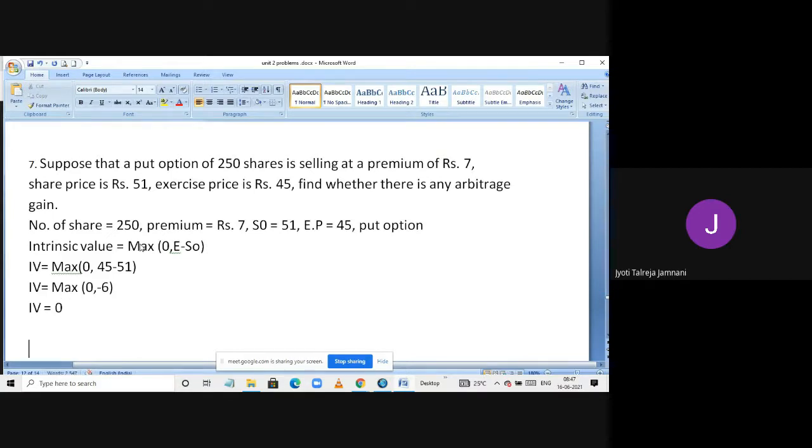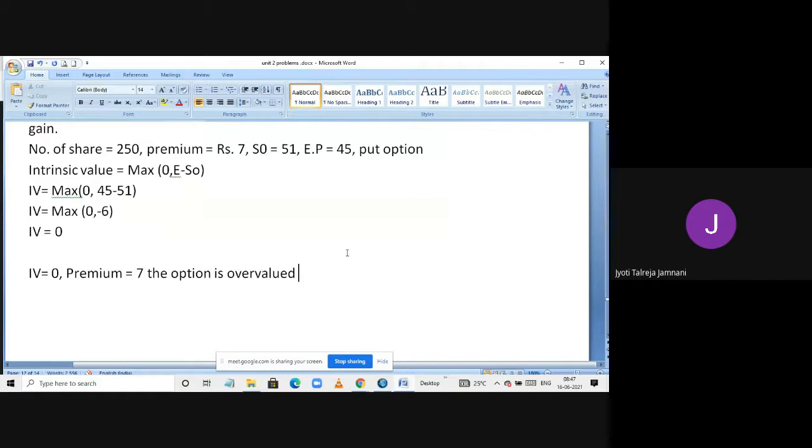Now we'll compare the intrinsic value and the premium to find whether it's overvalued or undervalued. So intrinsic value is equal to 0, comma, premium is equal to 7 rupees. That means the option is gaining 0 rupees, but we are still paying 7 rupees premium. So is it undervalued or overvalued? Overvalued. Yes, the option is overvalued because you're not gaining anything, but still the market is asking you to pay 7 rupees. So the value is too high in the market, whereas the option gain is very little.